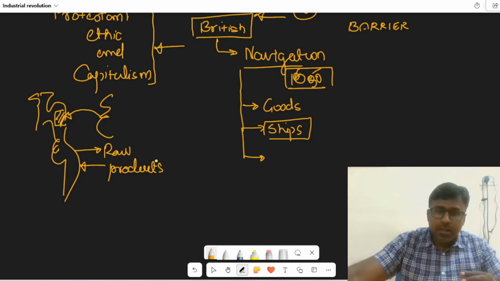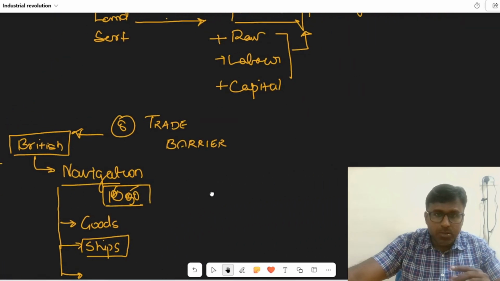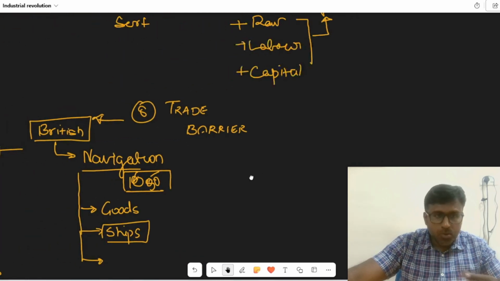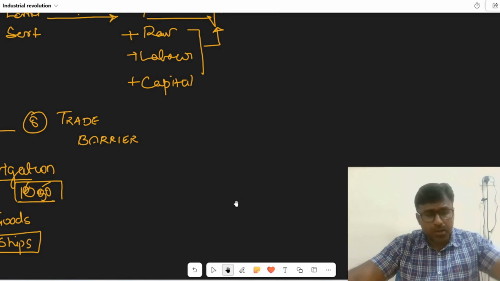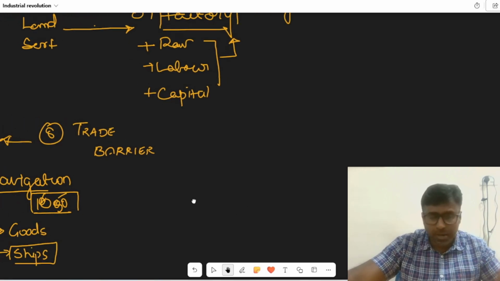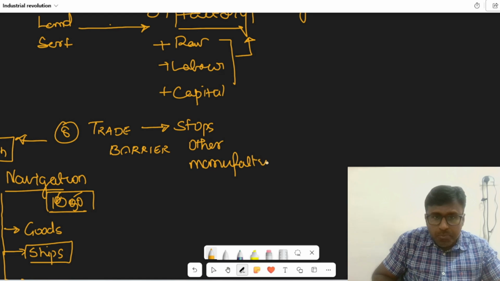So basically, through trade barriers, through acts like this Navigation Act, the Britishers did what the US revolution law also addressed. Basically, this trade barrier stops others from manufacturing, and they were manufacturing. Okay, UK or the United Kingdom or British manufacturing. But they also had acts like the Corn Act.